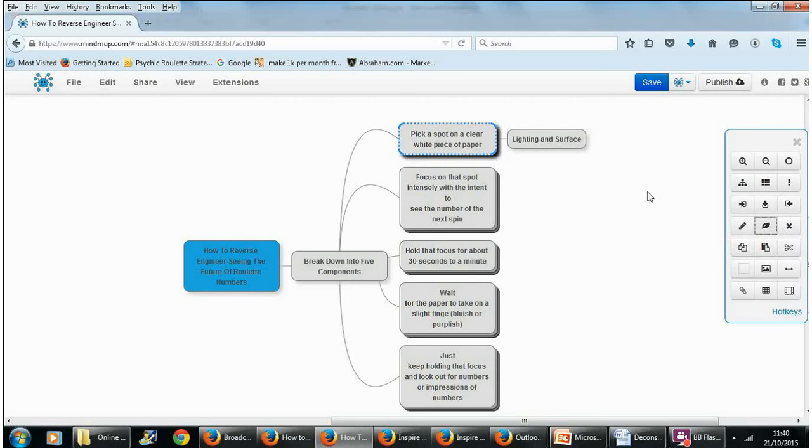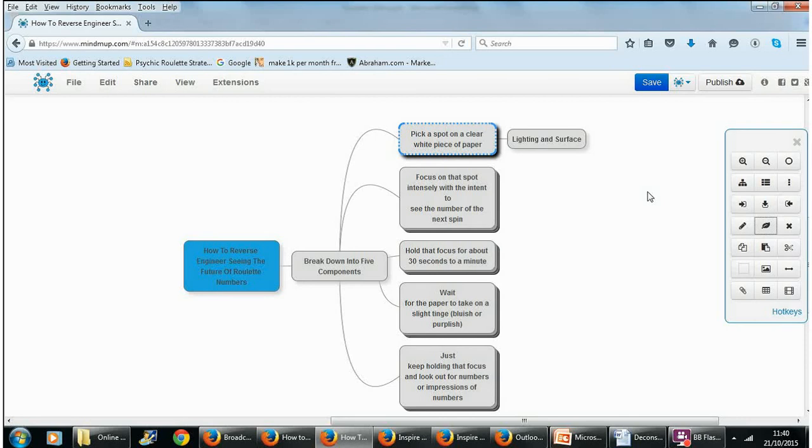Now the different lighting conditions in which I would see the future of the roulette numbers, and also the different surfaces that I use. You see, some lighting is really good and some surfaces are really good and the others are not. So for example, what I did for this was I went out and I tested a whole bunch of different surfaces and lighting conditions, and also angles at which the light came in.